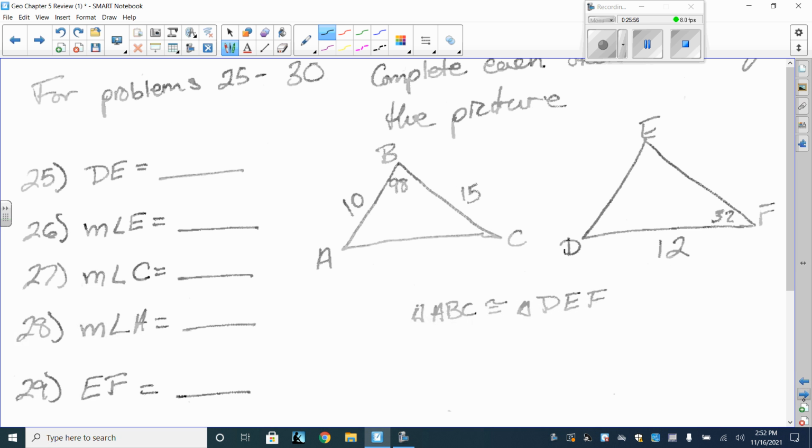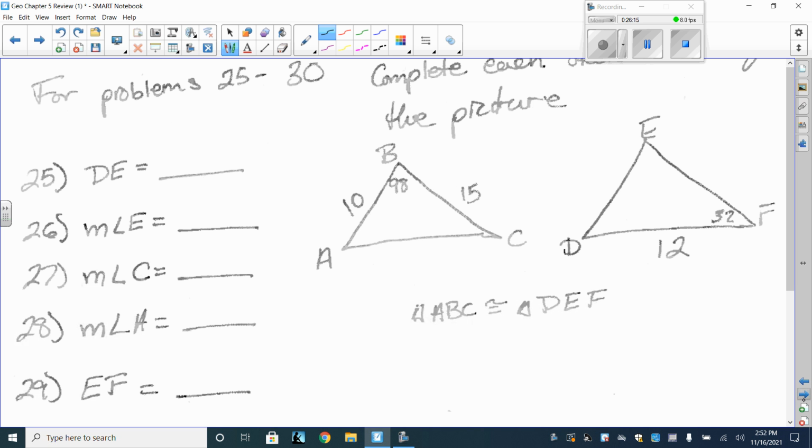Okay. Now looking at this next one, 25 through 30, we can do this one pretty straightforward because what we want to do first is really label what is congruent. Because if I label all the stuff that's congruent for this problem, what matches up, most of it will fill itself in. Because they tell us ABC is congruent to DEF.